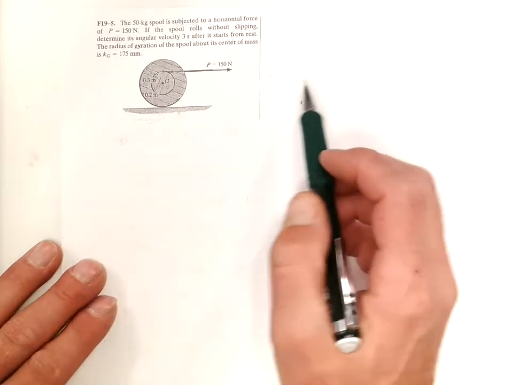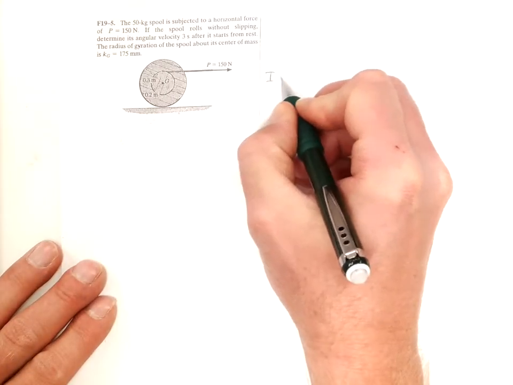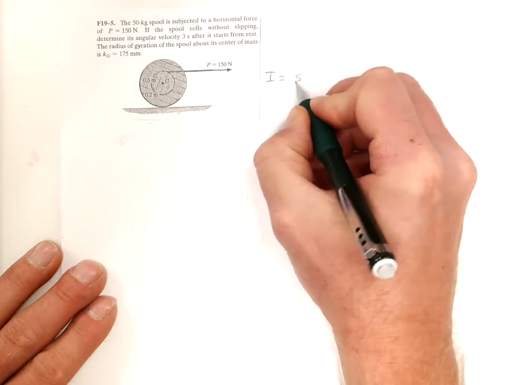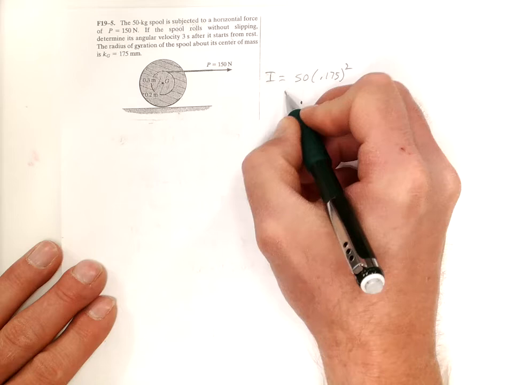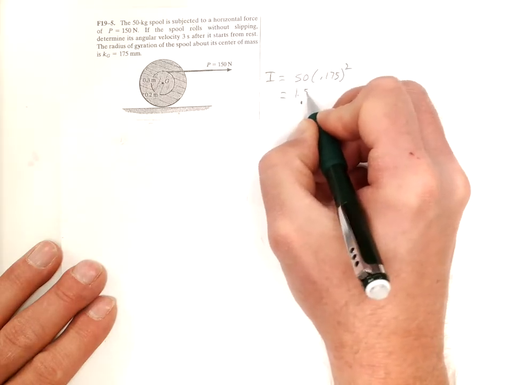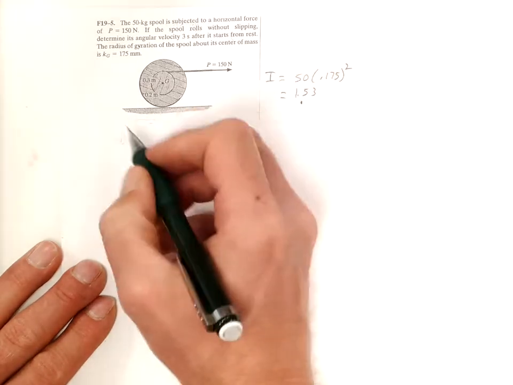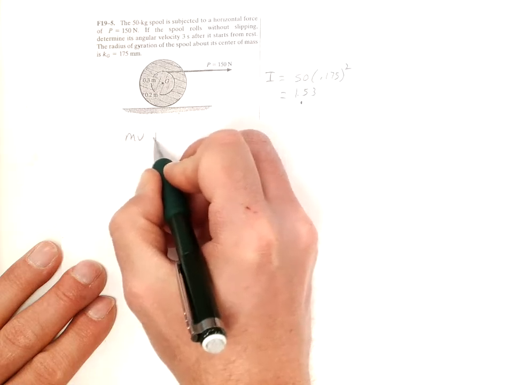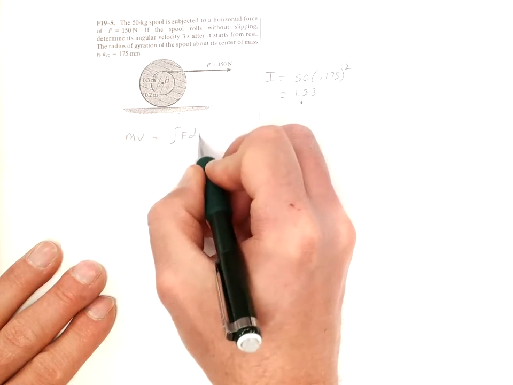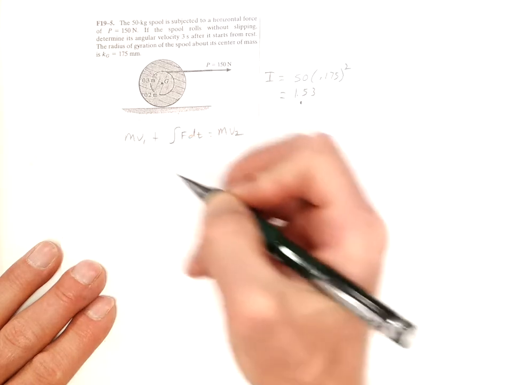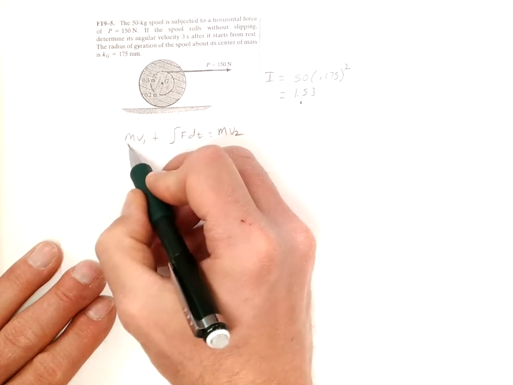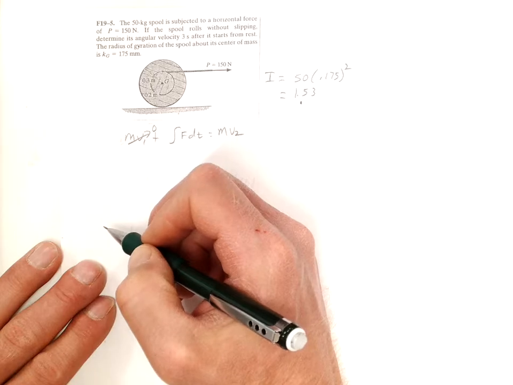Alright, solving this problem, we'll start out with I equals 50 times 0.175 squared, so I equals 1.53. And we'll do mv1 plus the integral of F dt equals mv2. Now this starts from rest, so that's 0.